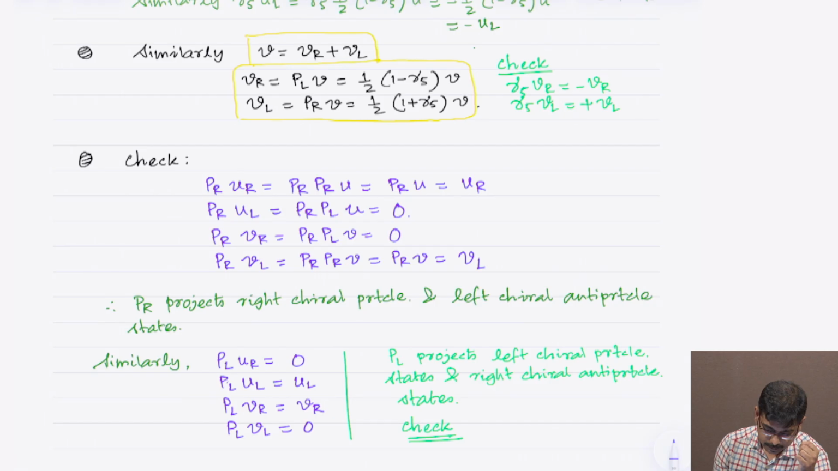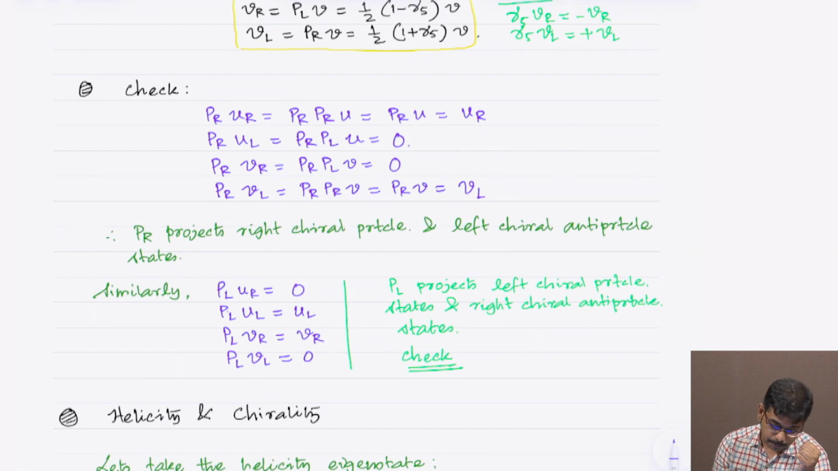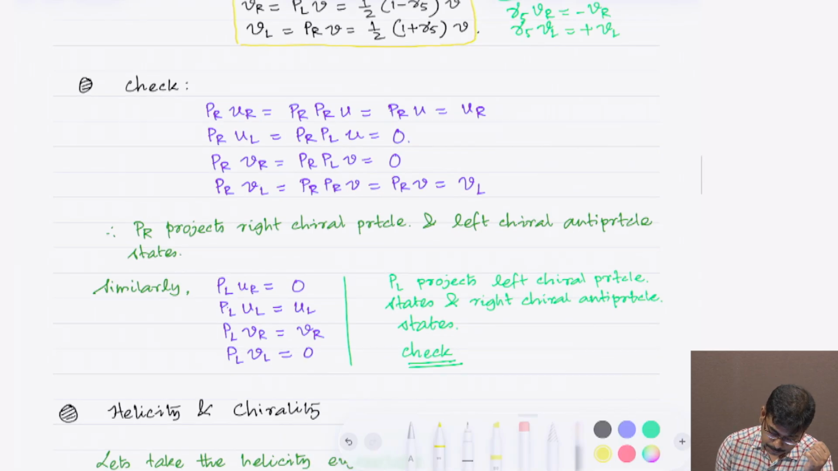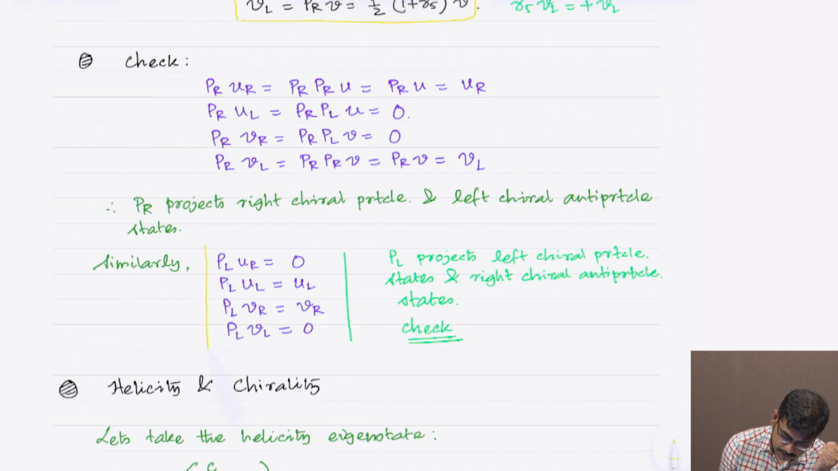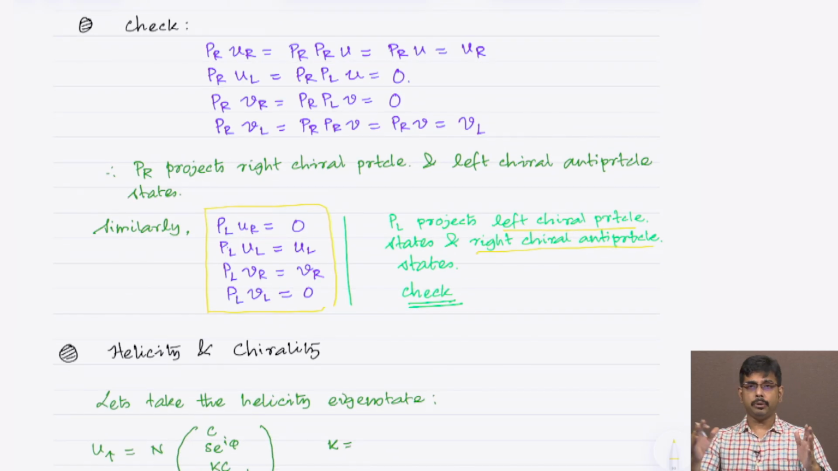So, this is how you can do, and similarly you can check for PL, PLUR is equal to 0, while PLUL is equal to UL, PLVR is equal to VR, and PLVL is equal to 0. That basically means that PL projects left chiral particle and right chiral antiparticle states, and this is something that you should check explicitly. So, therefore, we have sort of now gaining more and more insight about what is chirality, but I would like to now explain this a little more.